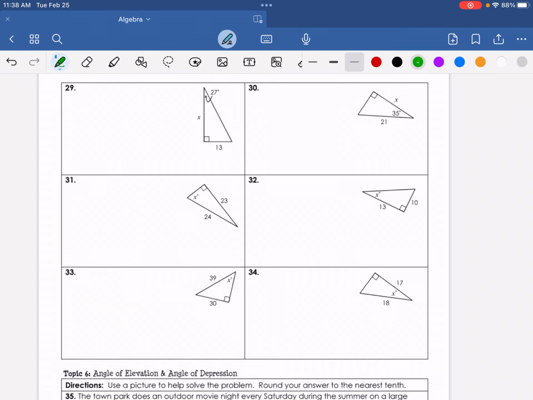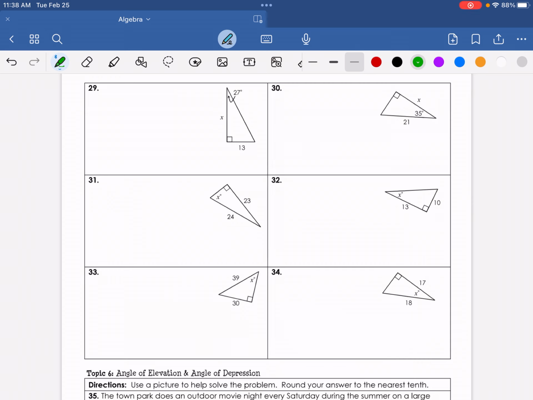All right, so for the rest of these, I don't think I will do them. You should be able to complete them, but I can tell you the answer, or maybe I'll show you one of the inverses. So for 29, x is close to 25.5. For 30, x is close to 17.2.